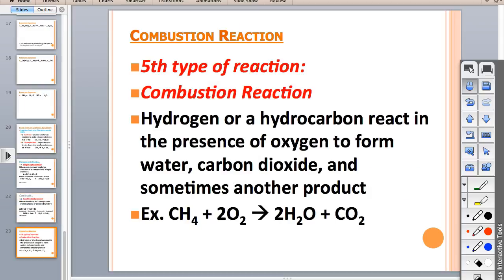And then combustion, any hydrocarbon typically reacts in the presence of oxygen, and it gives you water and carbon dioxide.